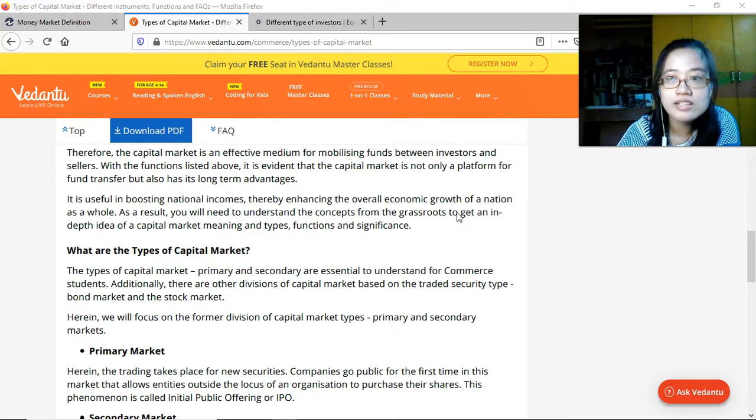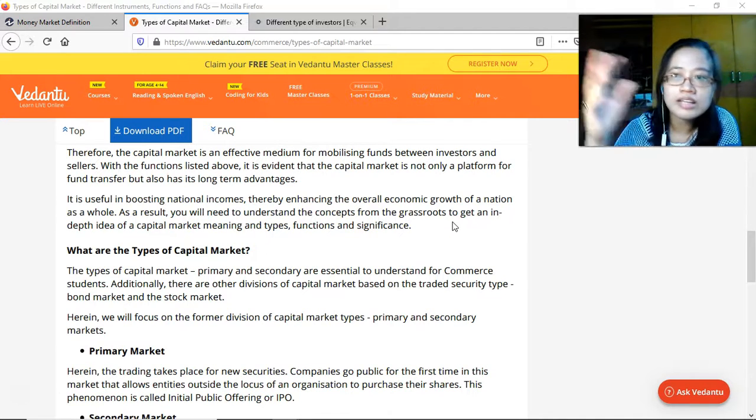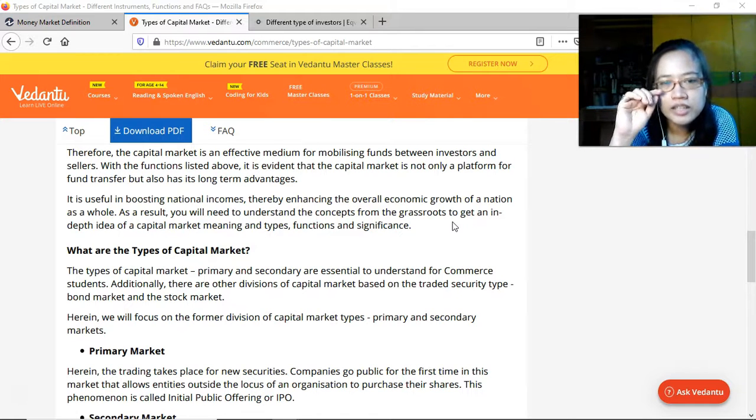Measure of economic growth is the GDP, Gross Domestic Product. Tapos measure of economic development is the GNP, Gross National Product. Ano kaibahan? Yung GDP, parang dito lang local. Pero yung GNP, including yung sale din outside of the country, pero product ng country natin. Something like that. Okay? As a result, you will need to understand the concepts from the grassroots to get an in-depth idea of a capital market, meaning and types and functions and significance.